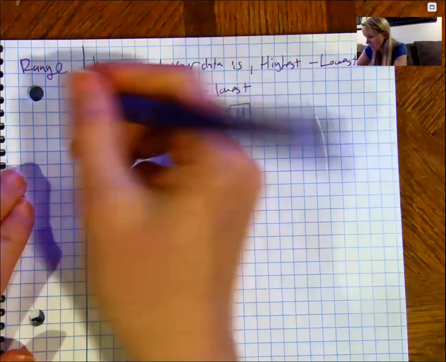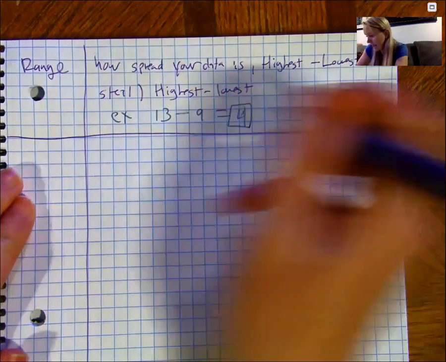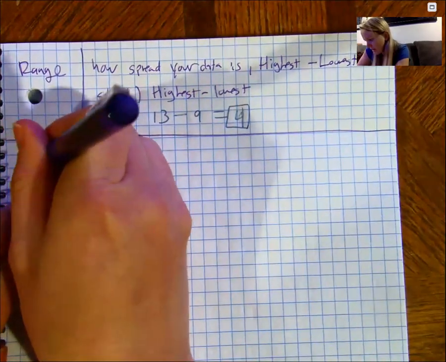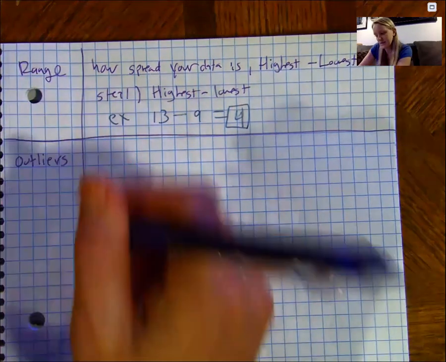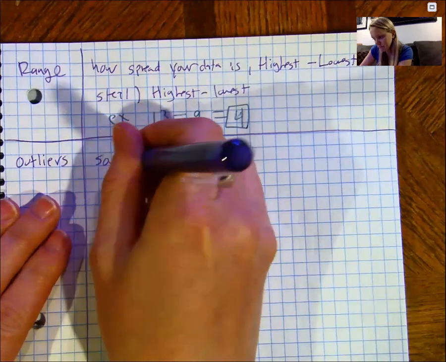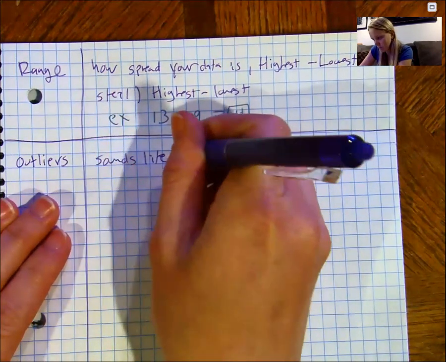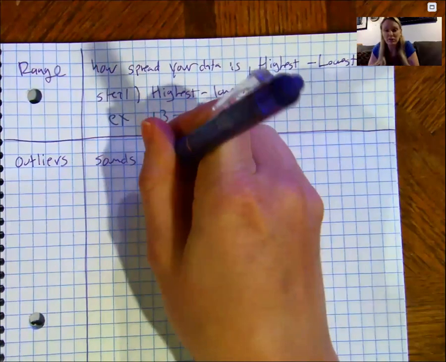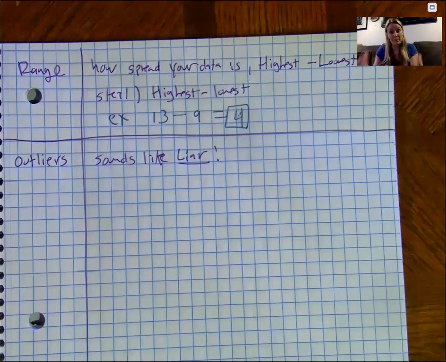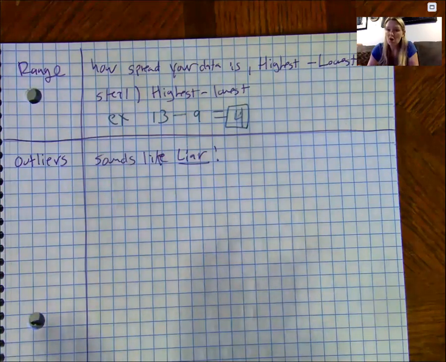All right, and the last one for today that I like is called the outlier. Now, this is something that just tells you about your data. An outlier sounds like liar. A liar is someone who isn't telling the truth. So let's go back to our question about the ages at the movies. We had 9 to 13-year-olds. All that data makes sense.